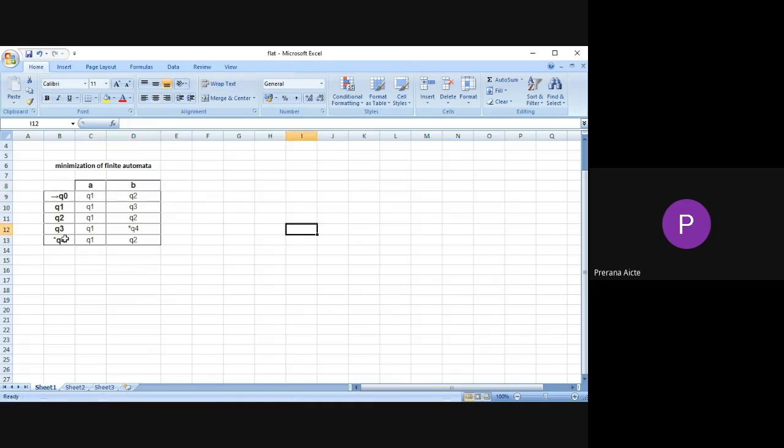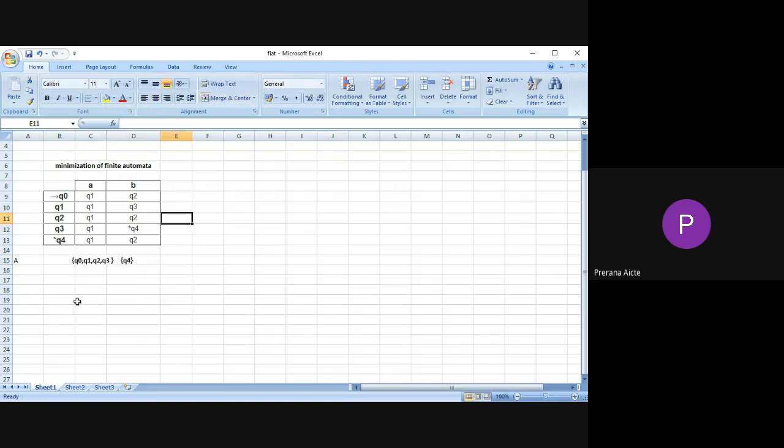Here is a transition table where Q0 is the initial state and Q4 is the final state. In the first step, we need to construct π0. I'll take it as A. The first set is the set of final and non-final states. Q0, Q1, Q2, Q3 is one set, and the other set is Q4, the final state.